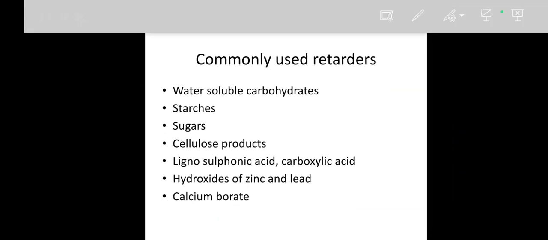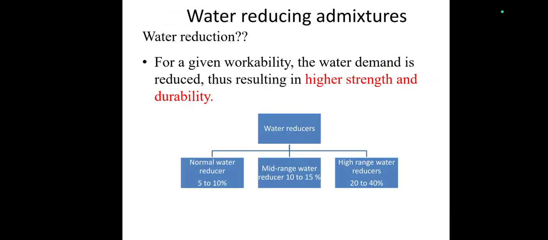Next we will see the commonly used retarders. Mainly carbohydrate based materials: starch, sugar. Sugar also we can add. If we add sugar to fresh concrete, it won't set; it will take some time. Also cellulose, lignosulfonic acid, carboxylic acid, calcium borate, and hydroxides of zinc and lead. Those materials can be used.